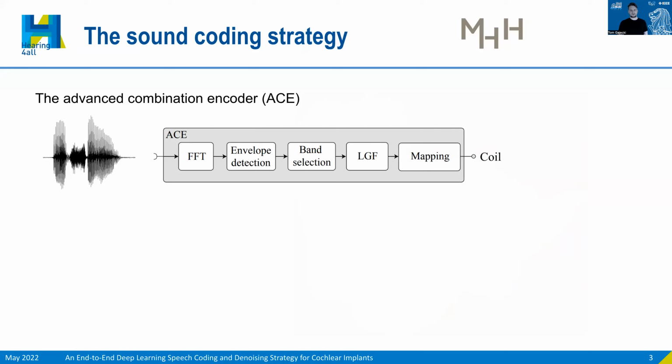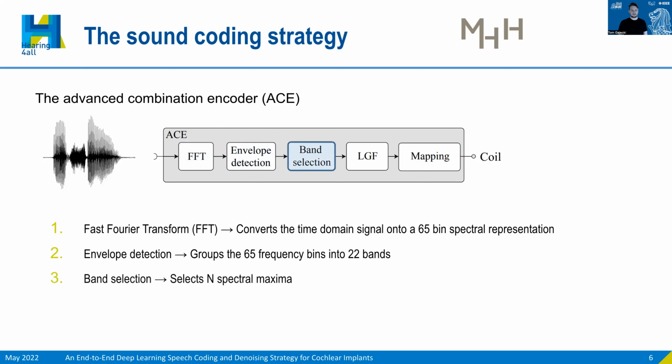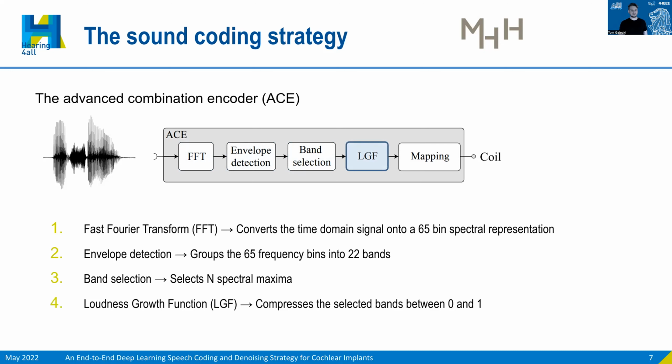We can see a block diagram of the ACE sound coding strategy. So in this case, once the audio is digitalized by the speech processor, it's sent to an FFT, which will convert the time domain signal into a 65-bin spectral representation. Then it will be sent to an envelope detection block that will group these 65 frequency bins into 22 bands. Then, out of these 22 bands, n spectral maxima will be selected, which will then be compressed through a loudness growth function, or LGF for short. These values will be compressed between 0 and 1 specifically.